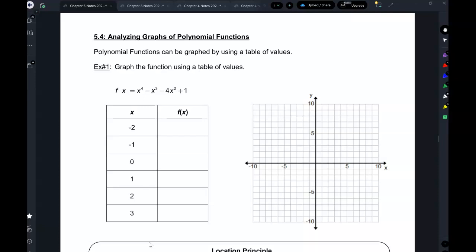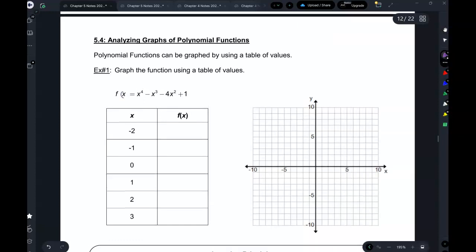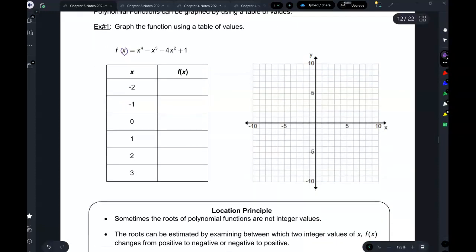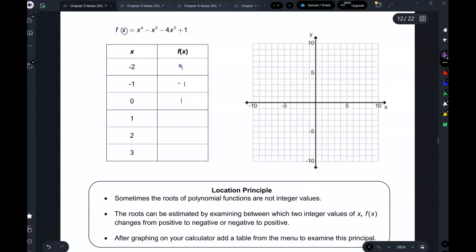Because we really need to look at this entire function here. Okay, so here we have these numbers right here. So when I plug this in, first of all, this is f of x like this. When I plug these in, I know you guys know how to do this. So when I plug in -2, I get +9. -1 gives me -1. What's f of 0? 1. And then f of 1 will be -3. F of 2 will be -7. F of 3 will be 19.